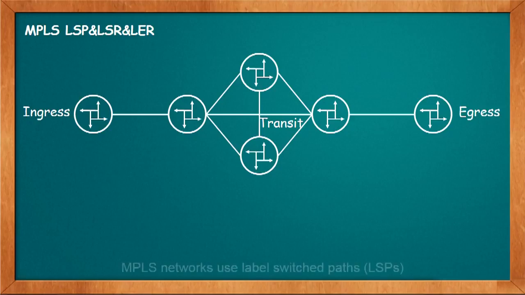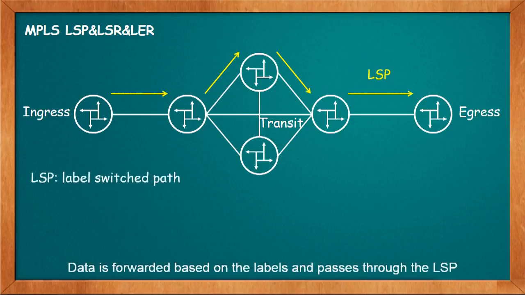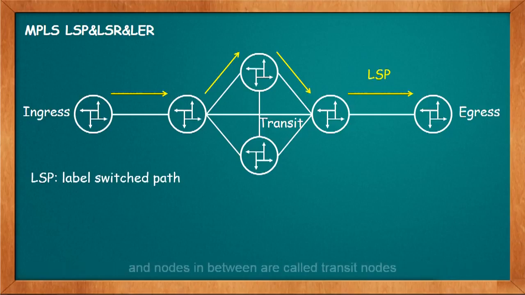MPLS networks use label-switched paths, or LSPs. A FEC data flow is assigned a label at each node. Data is forwarded based on the labels and passes through the LSP. On an LSP, the first node is called the ingress, the last node is called the egress, and the nodes in between are called transit nodes.